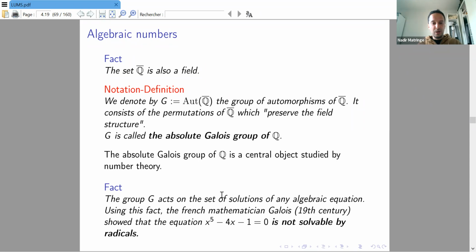So it means that somehow the solutions have a closed form in terms of the coefficients, but not all equations verify this property. It is true for equations of degree 1, 2, 3, 4, and it becomes wrong for degree 5 and on. So this is an example of such an equation.